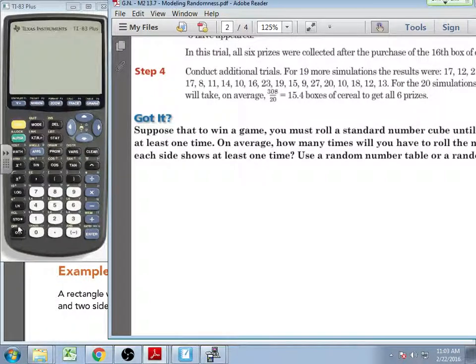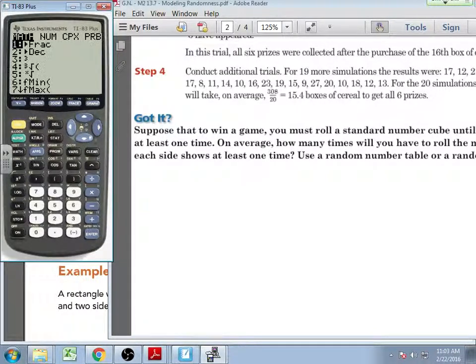I'm confused on how they got that it would take 15.4 boxes. What did they do? So we did one trial and it took us 10, so that would be 10 over 1. We then restart and wipe out our 1 through 6, and I'm looking again for 1 through 6.